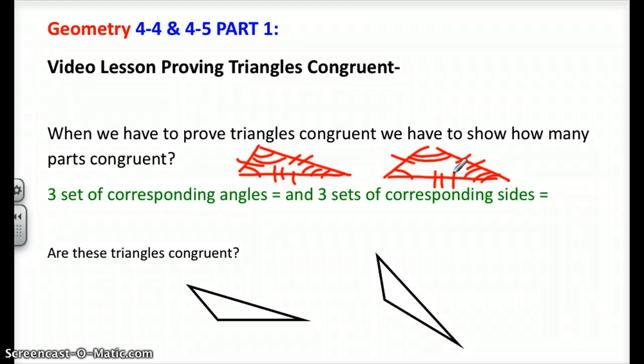Today what we're going to focus on is that there are some shortcuts, some postulates that are going to allow us to have less than 6 things be congruent.